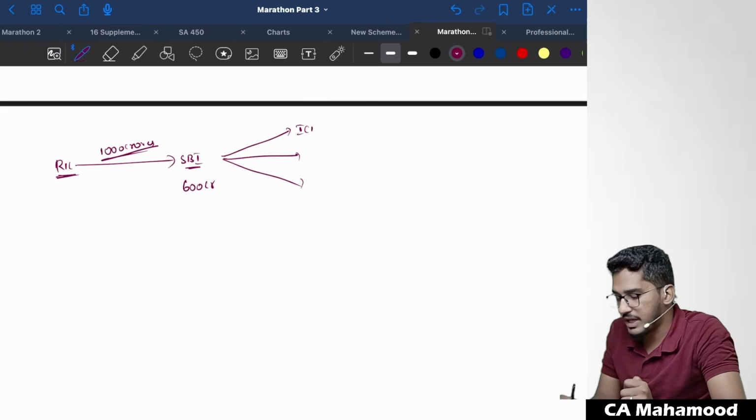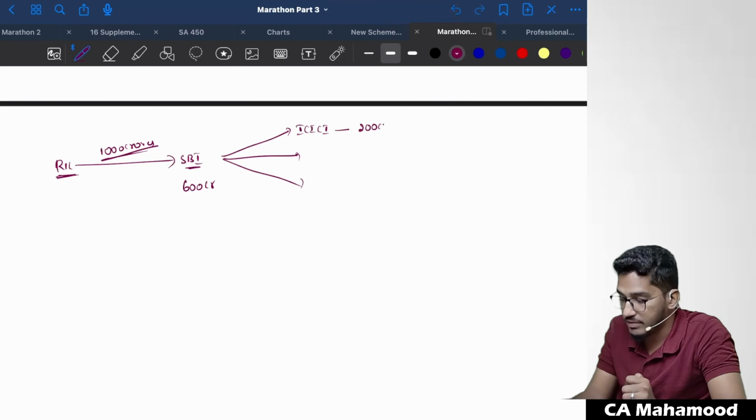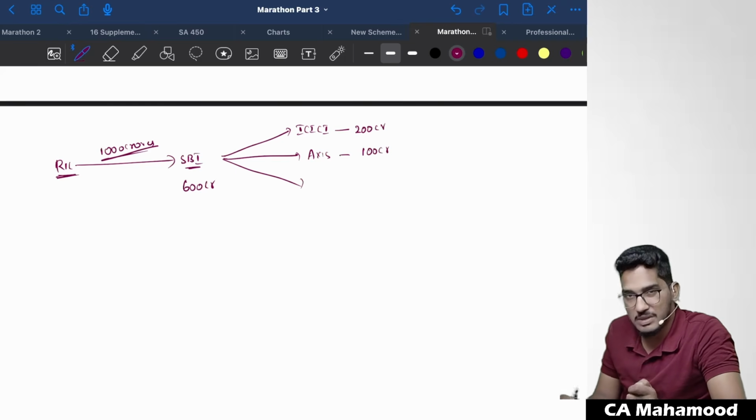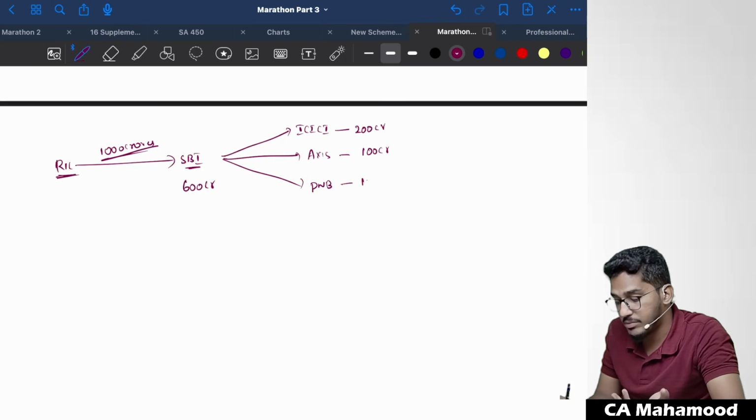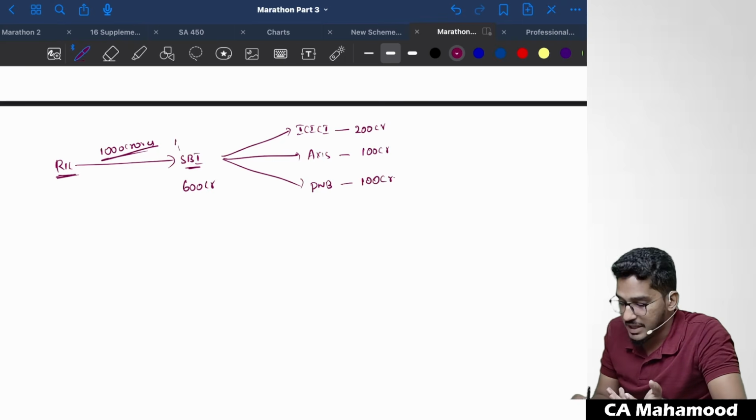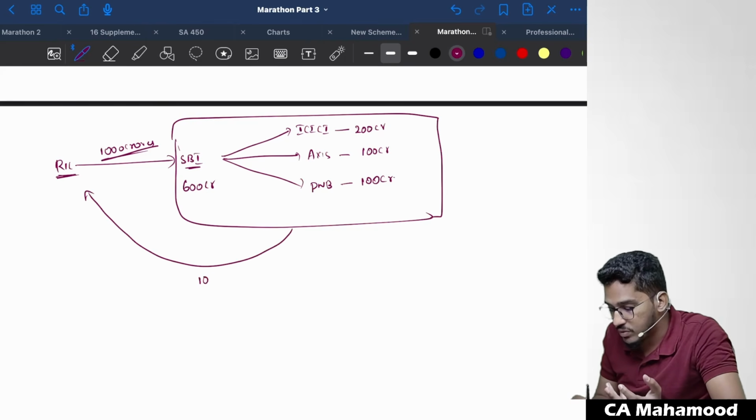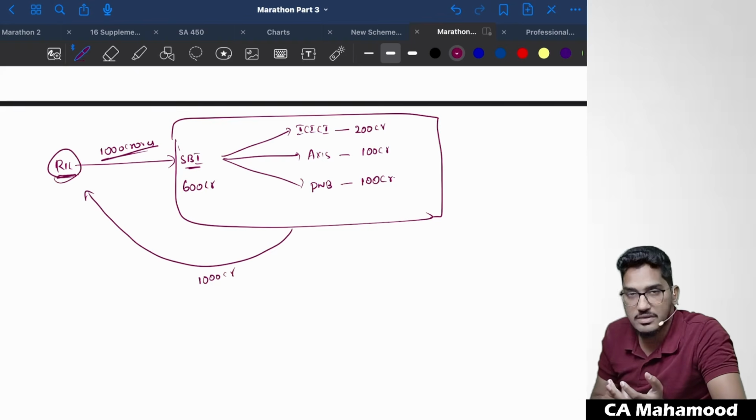For example, it has approached ICICI Bank and convinced them to give 200 crores of loan to Reliance. Then they approached Axis Bank and convinced Axis Bank to give 100 crores of loan. They thought PNB is suffering losses, let us help PNB also, so they went to PNB and made them accept to give 100 crores of loan. Now SBI, along with all the 4 banks together, has formed a group. That group we call a consortium. And as a group, they have handed over the loan of 1000 crore rupees to Reliance Industries Limited. Now this we call consortium advances.